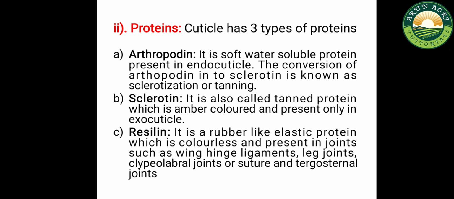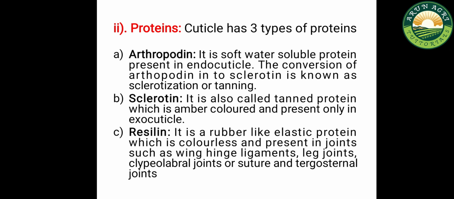They are arthropodin, sclerotin, and resilin. The first one is arthropodin. It is a soft, water soluble protein present in the endocuticle, and the conversion of arthropodin into sclerotin is known as sclerotization or tanning. Sclerotin is also called tanned protein because the light color converts into a hard and dark color here, which is amber colored and present only in the exocuticle, not present in the endocuticle.